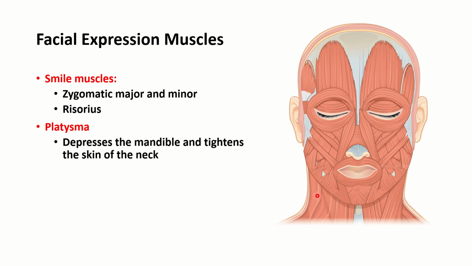Platysma is a flat muscle on the neck and attaches also to the mandible, and it will depress or bring the mandible downward and also tightens the skin of the neck.